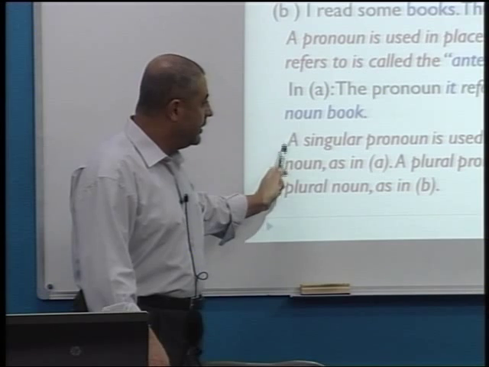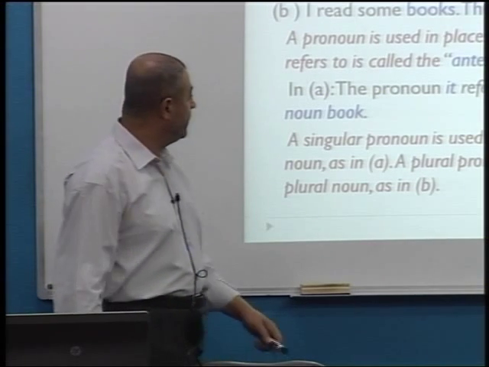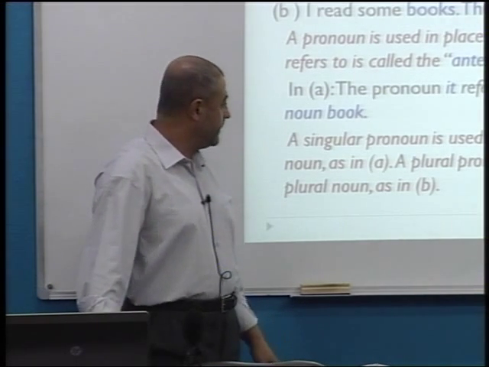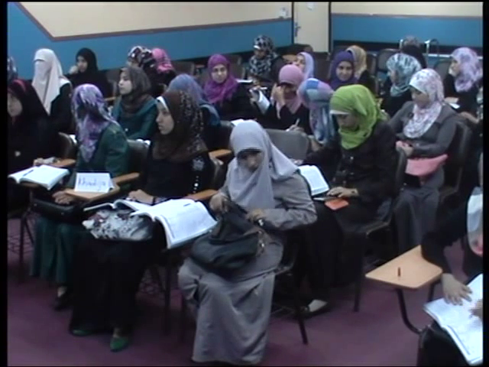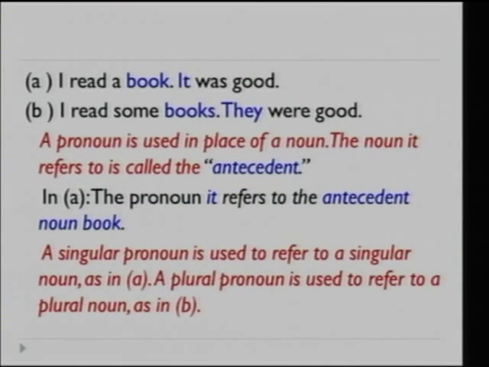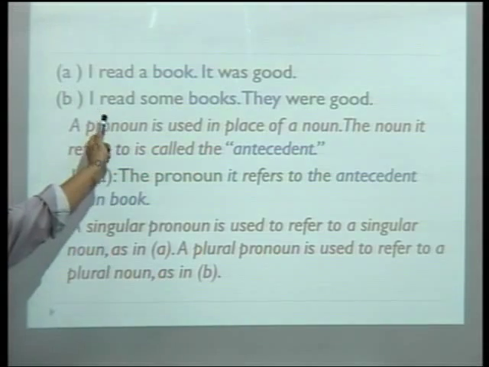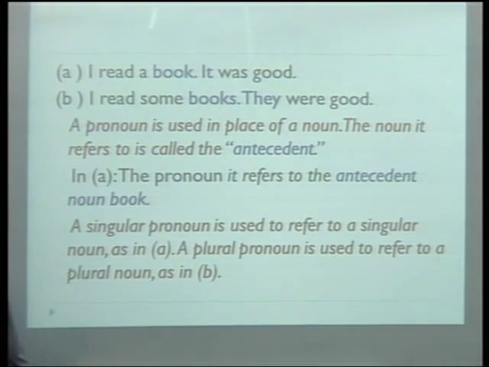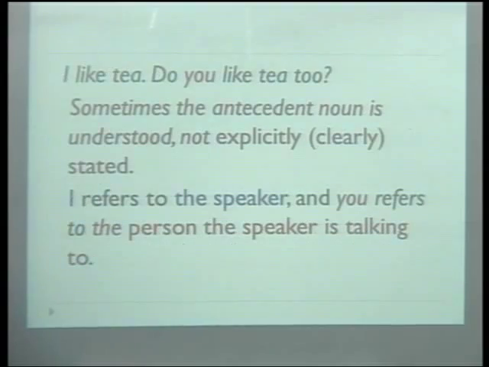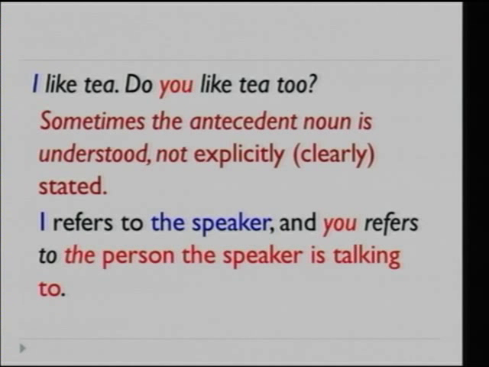Now, read this point, please. A singular pronoun is used to refer to a singular noun, as in A. A plural pronoun is used to refer to a plural noun, as in B. Thank you. Singular to singular, plural to plural. I think this is clear, right? No questions? Good.